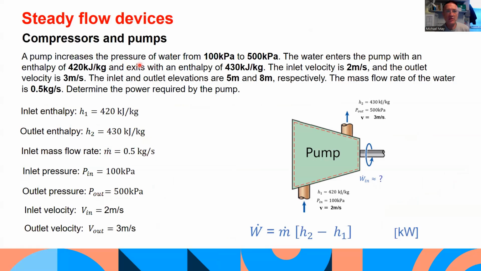So let's look at an example here. Pump increases the pressure of water from 100 kilopascals to 500 kilopascals. The water enters the pump with an enthalpy of 420 kilojoules per kilogram and exits with an enthalpy of 430 kilojoules per kilogram. The inlet velocity is 2 meters per second and the outlet velocity is 3 meters per second. The inlet and outlet elevations are 5 meters and 8 meters, respectively. The mass flow rate of the water is 0.5 kilograms per second. Determine the power required by the pump. So that's all those values outlined there. But these are the ones that we really need to calculate the power. It's the mass flow rate by the change in specific enthalpy.